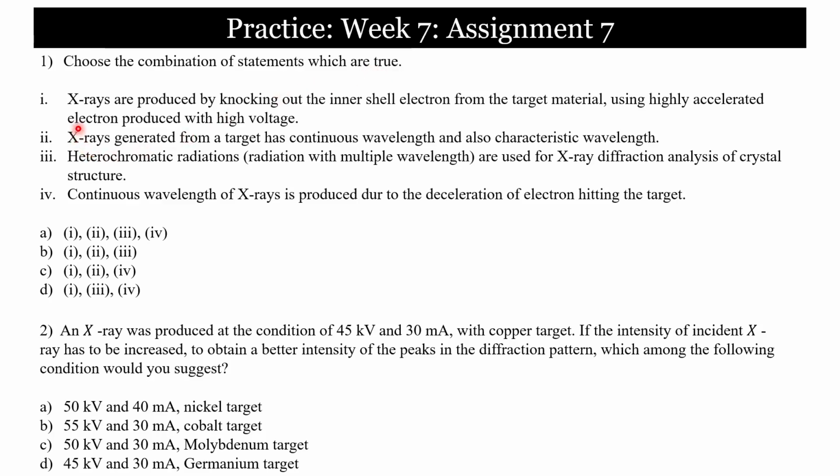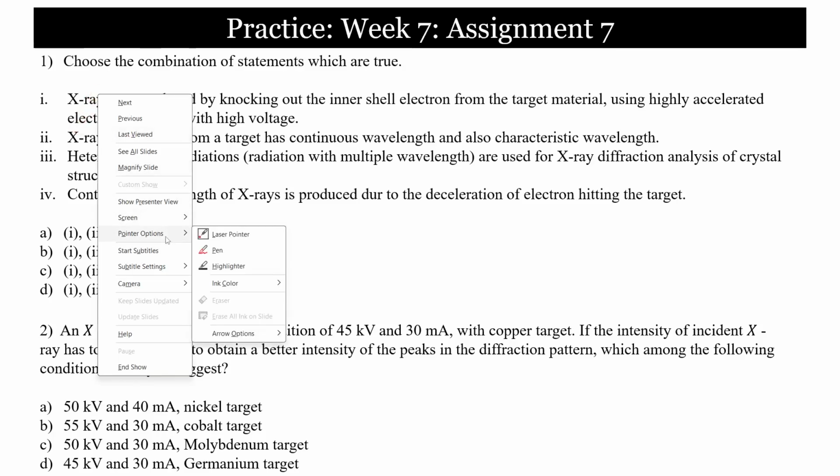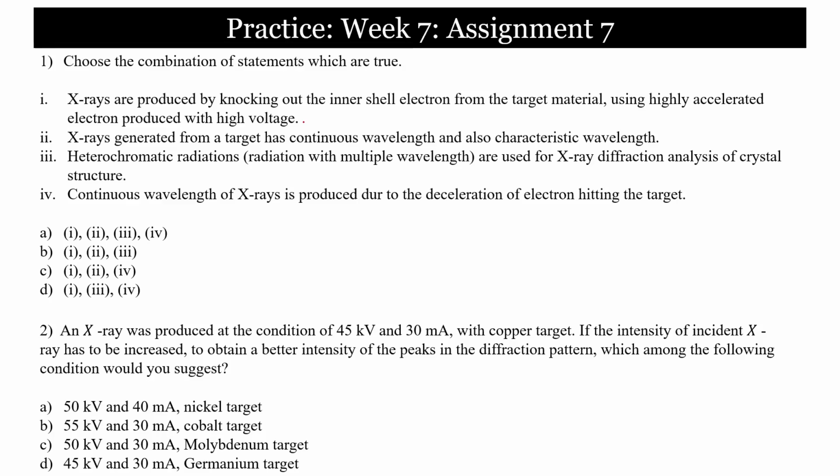The first statement is X-rays are produced by knocking out the inner shell electron from the target material using highly accelerated electrons produced with high voltage. This statement is completely correct. We have discussed this in today's lecture. The second statement says that the X-rays generated from the target have continuous wavelength and also characteristic wavelength. This statement is also very true.